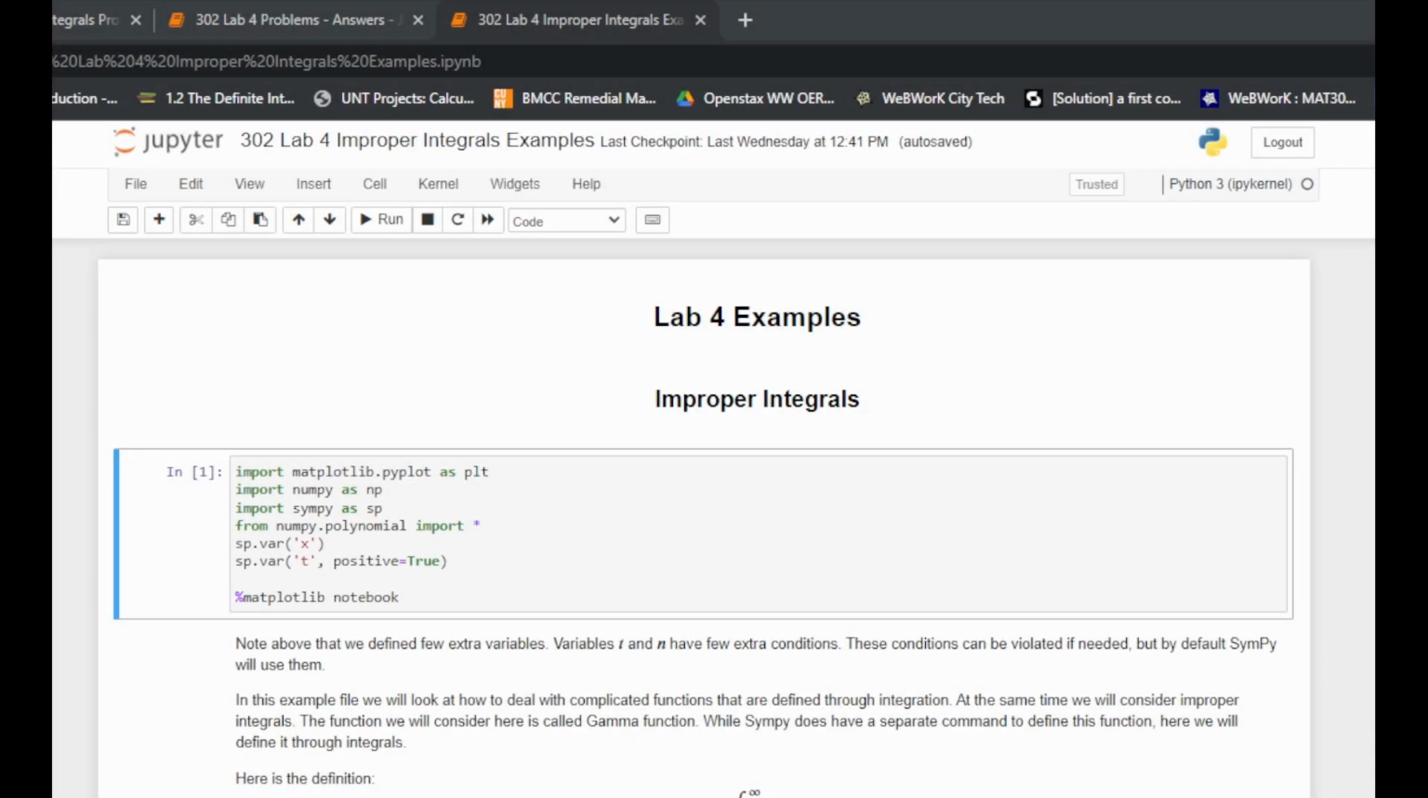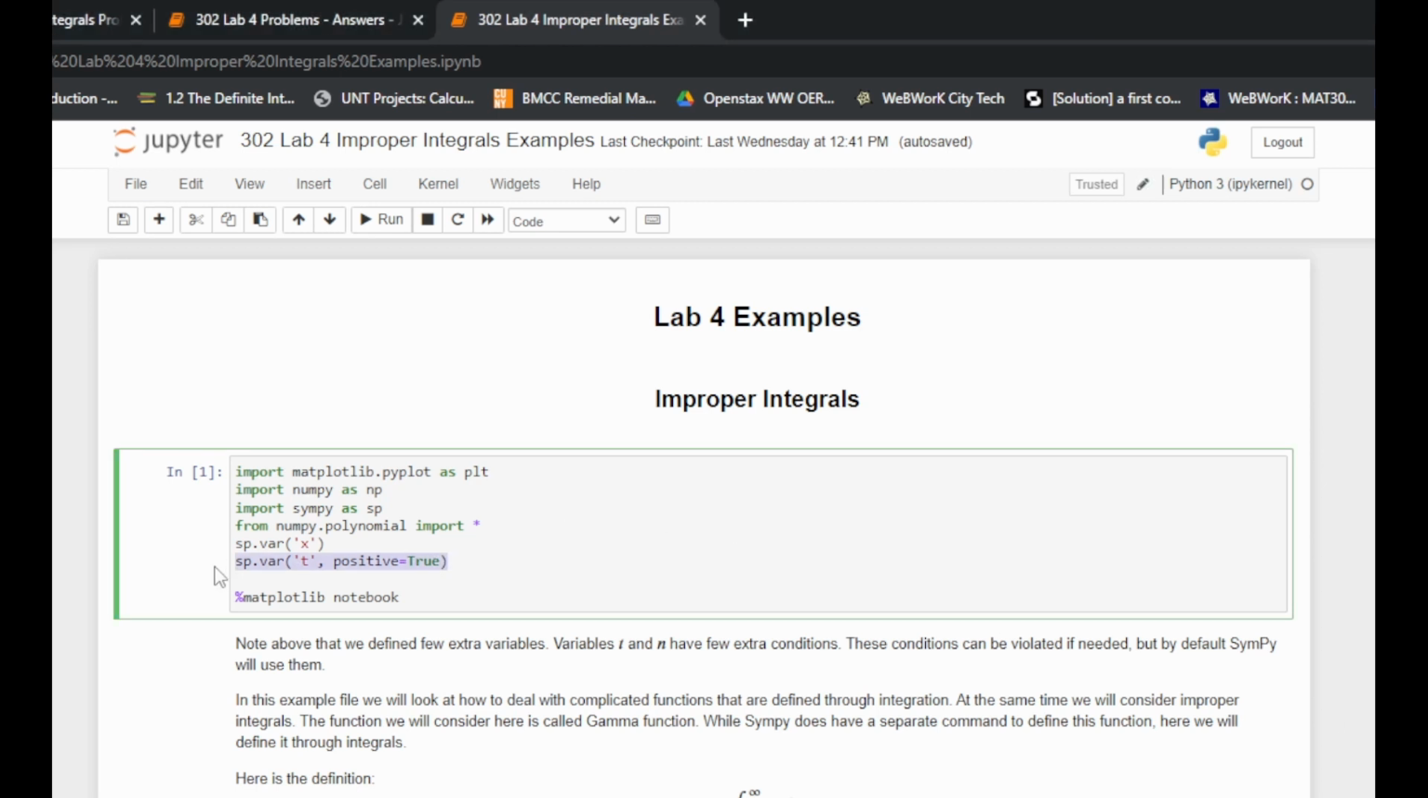The main topic of Lab 4 is improper integrals. In general, the way you deal with improper integrals in SymPy is very similar to how you deal with regular proper integrals. So in this example file, I will instead focus on dealing with a complicated type of function that is defined through integrals. We'll start with adding our usual libraries.